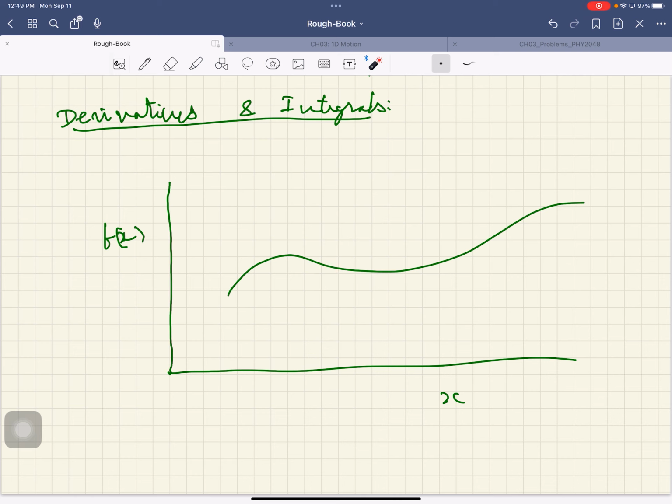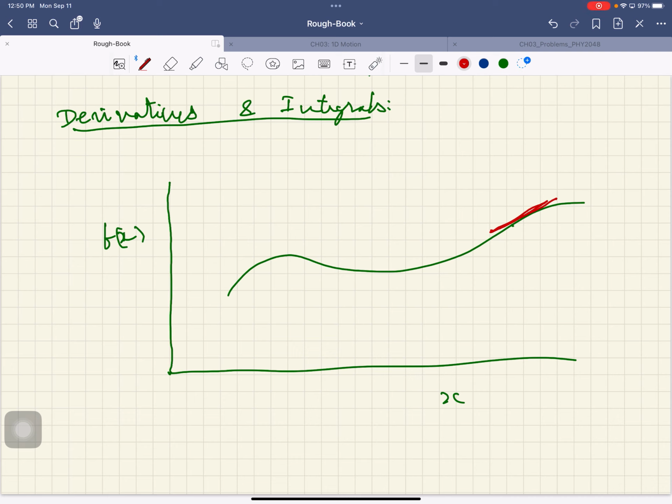Here it's increasing. At this point, it's decreasing. At this point, it's increasing faster than at this point. So you are interested in the rate of change of the function. Can you think of a good way to measure it? Very good. So what our friend just said is that to measure the rate of change, you go to that point, draw a tangent line to the function, and the slope of the tangent line tells you the rate of change of the function.